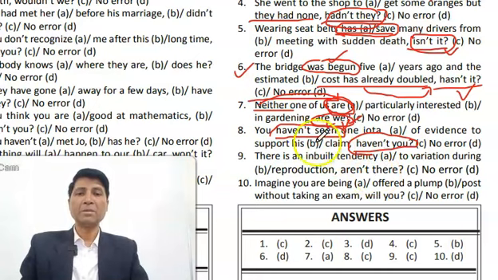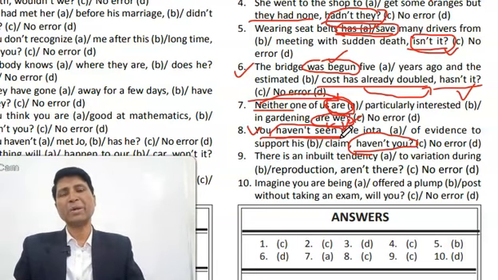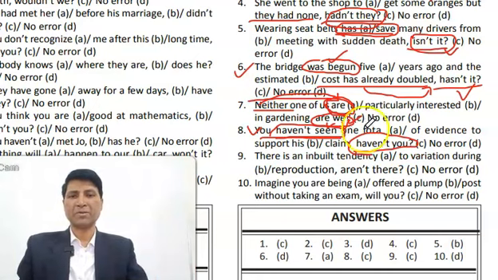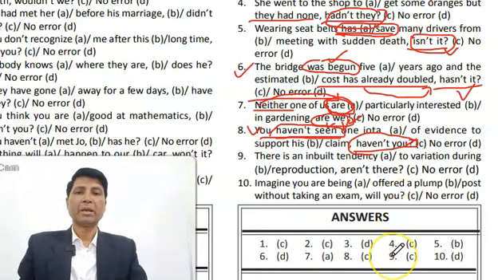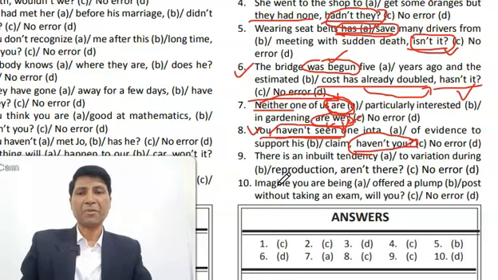Now the problem is in the negative positive. As you can see, the main statement is negative. And in previous classes, I have already explained that if the main statement is negative, the question tag should be positive. So in place of haven't you, it should be have you. You haven't seen one iota of evidence to support his claim, have you?